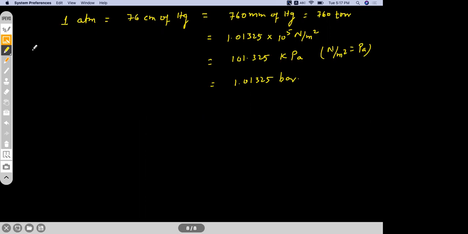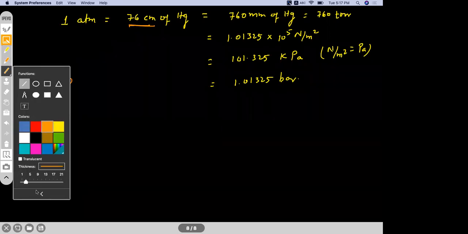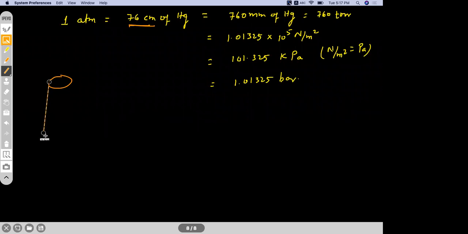Okay, so what do you understand by this term 76 centimeter of Hg? Could you explain how the pressure is defined as 76 centimeter of Hg? Yeah, it is the height of the mercury.